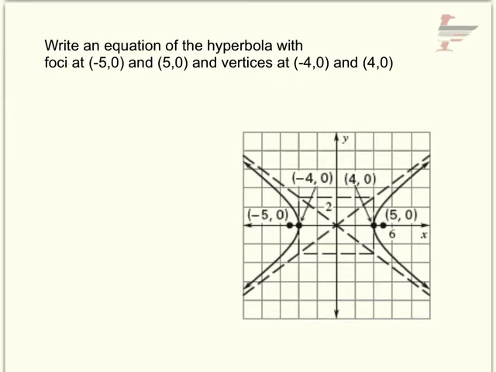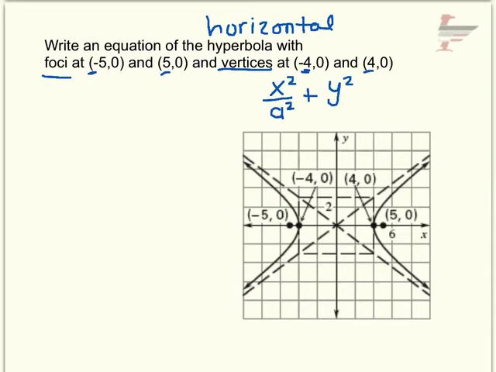But since my vertices and my foci are in the x direction, because they're both on the x-axis, I know that I'm going to have a horizontal hyperbola. You can also see that from the picture, but if you hadn't drawn one, that would be your reasoning. So I know that my equation is going to be x squared first, always, over a squared, minus y squared over b squared, and then equals 1. Sorry, not plus, it's a hyperbola.